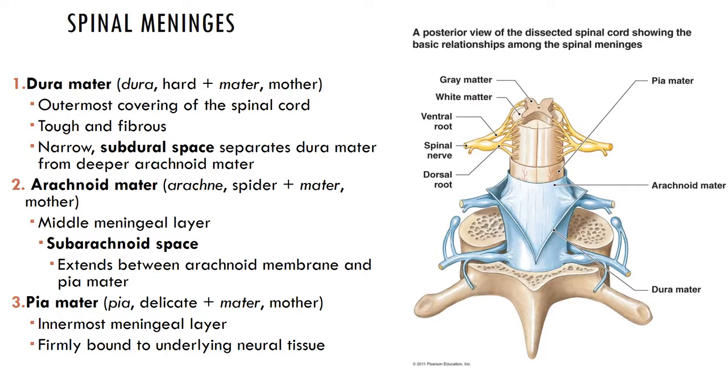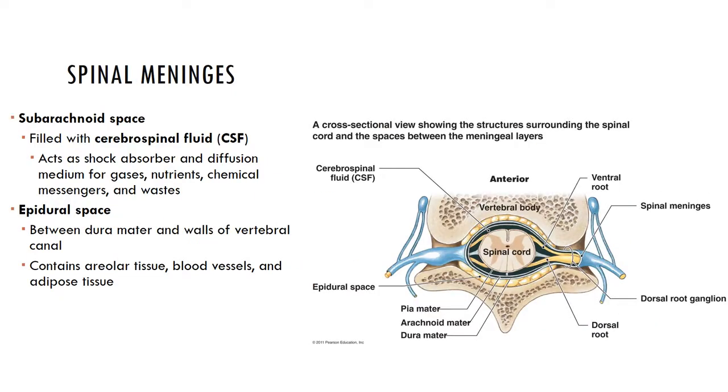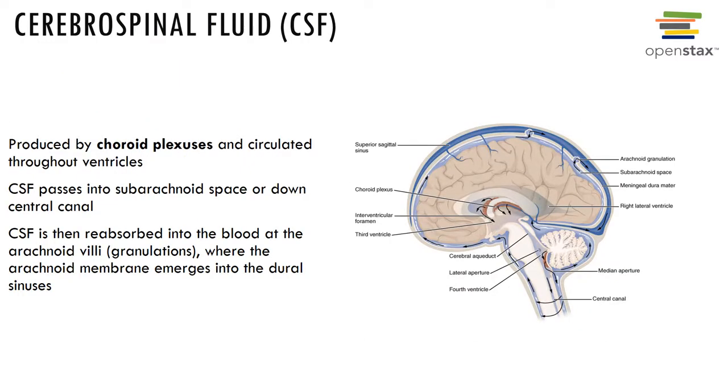In adults, the CSF or cerebrospinal fluid can be safely withdrawn in a procedure known as a lumbar puncture or spinal tap, where a needle is inserted into the subarachnoid space in the lumbar region inferior to the tip of the conus medullaris. And here you can see the subarachnoid space and epidural space. And the cerebrospinal fluid is produced by the choroid plexus and circulates through the ventricles.